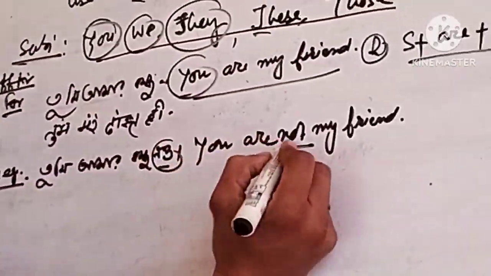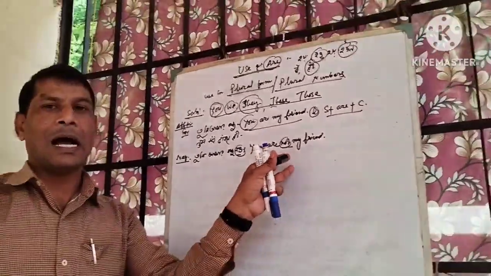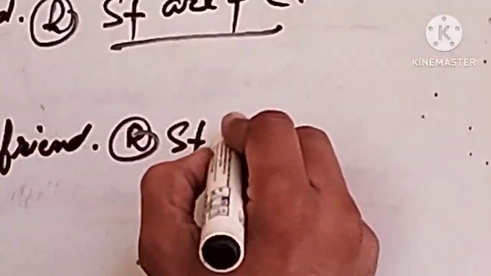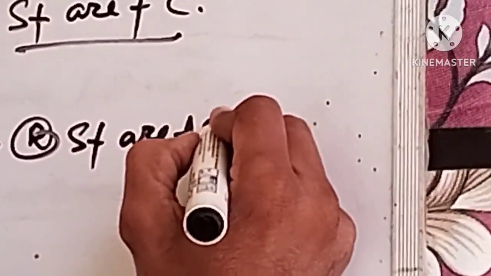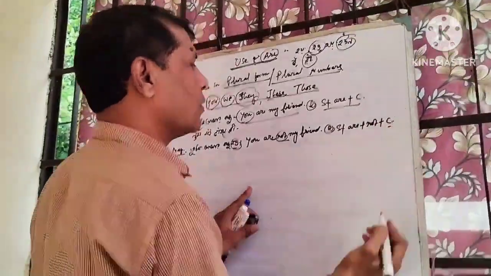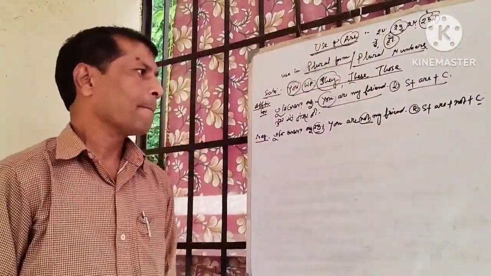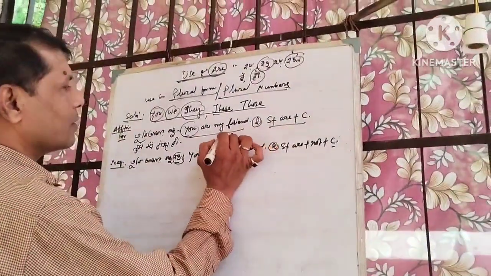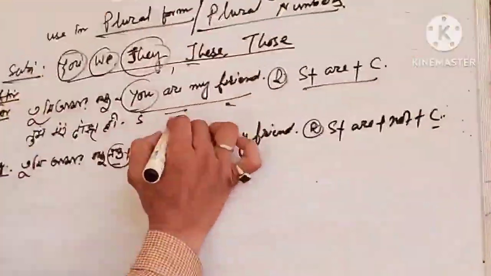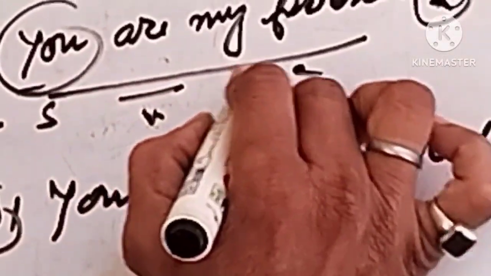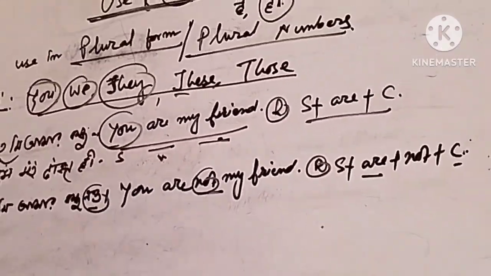You use not with are. What is the structure? Subject plus are plus not plus complement. C is for complement. This is the subject. This, are, is also called the verb here, and this is the complement. Clear?